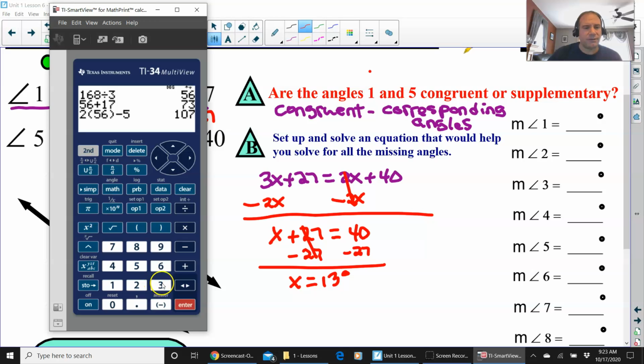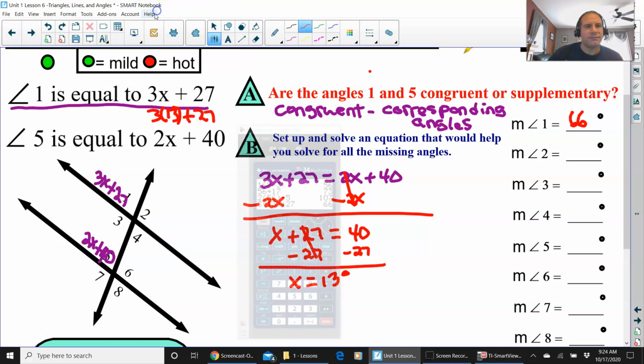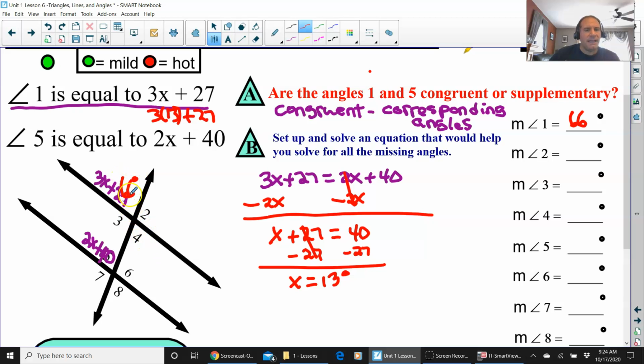And I'm going to do 3 times 13 plus 27. 66 degrees, so this angle right here, angle 1, is 66 degrees, and I'm going to put that directly in here as angle 1. Angle 4 and angle 1 are vertical angles. Vertical angles are equal, so that means they're congruent, equals 66 degrees. I'm going to go over here, put 66 degrees in for angle 4.